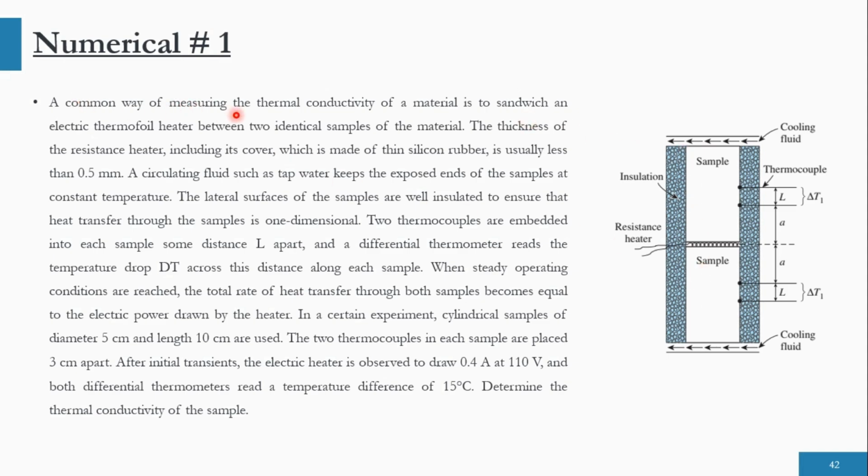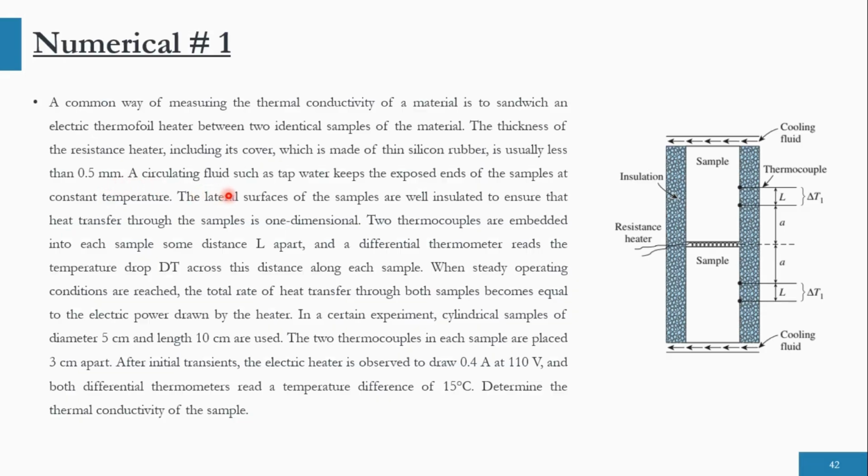A common way of measuring the thermal conductivity of a material is to sandwich an electric thermofoil heater between two identical samples of the material. This is sample number 1, this is sample number 2. Both samples are of the same material and the thickness of these two samples is the same. The thickness of the resistance heater, including its cover, which is made of thin silicon rubber, is usually less than 0.5 millimeter. This is the information about the resistance heater.